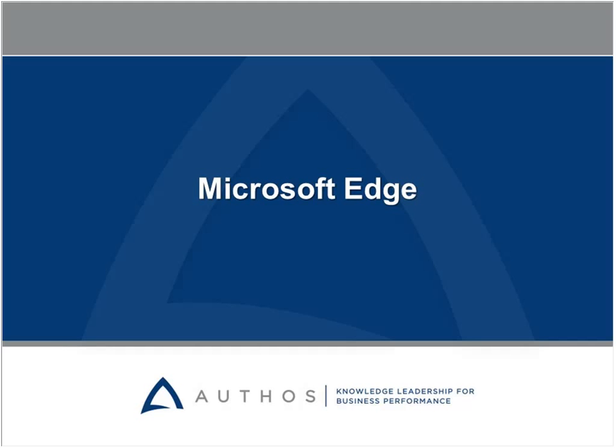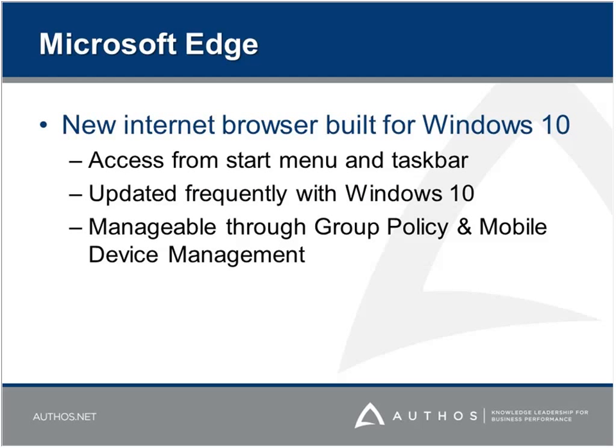Last feature we'll talk about is Microsoft Edge. Microsoft Edge is the new internet browser that's built for Windows 10. You can access it from the Start menu and taskbar. It's updated just about as frequently as Windows 10. And it's also manageable through group policy and mobile device management, so you can manage whether or not they can have access to Edge or what they can have access to within Edge.